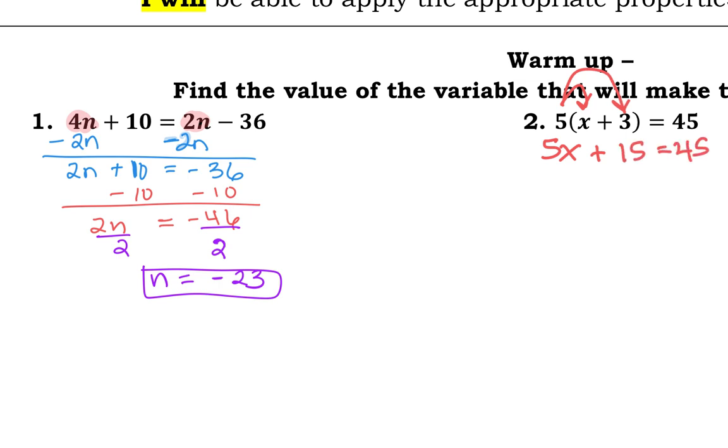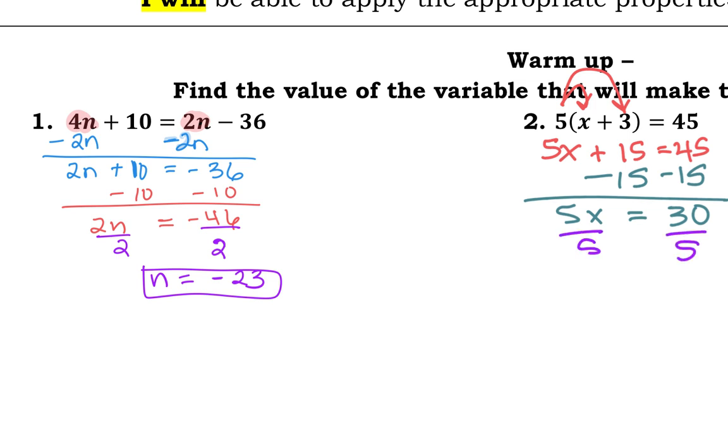What can we do now? Subtract the 15. So 5x is equal to, what's 45 minus 15? 30. And our last step is to divide by 5, good. So then our x has a value of 6. We'll make sure we put our answers on the right side in the answer box. And we'll go to today's notes.